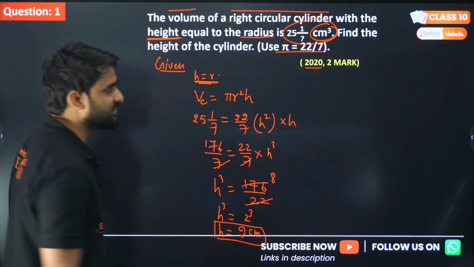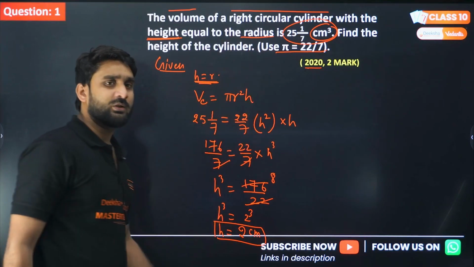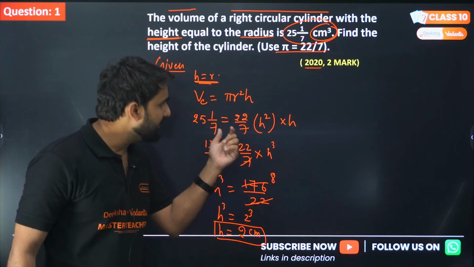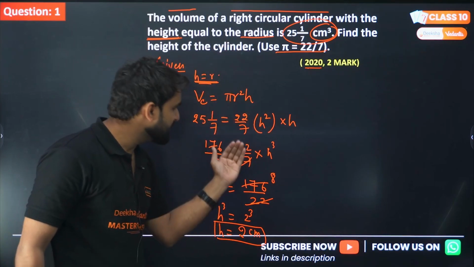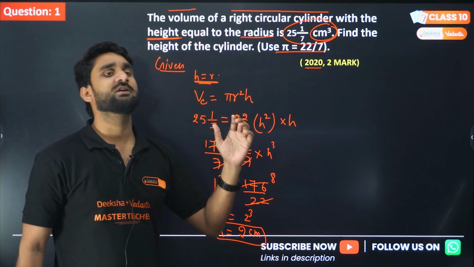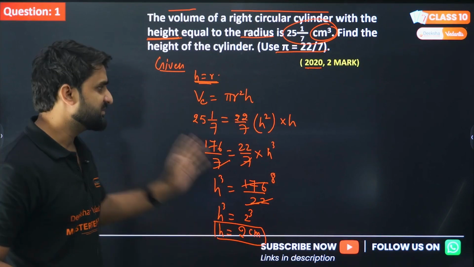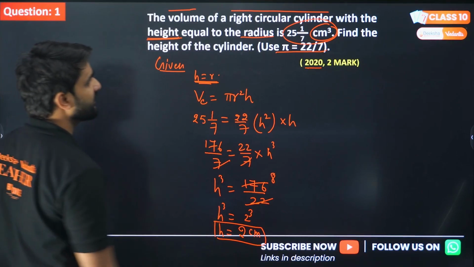Look at the question. Just go through the language, what the question is saying, and try to solve the question stepwise. Put the values, go through the language, and whatever information is given in the question, just implement that information in your solution. This is the way. So the answer is 2 centimeter.